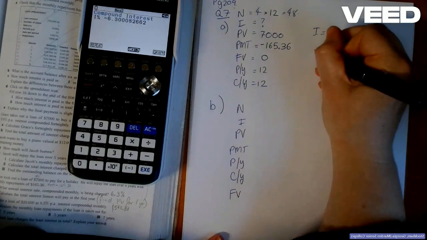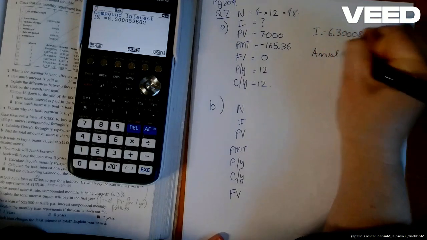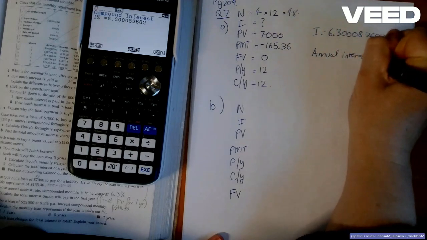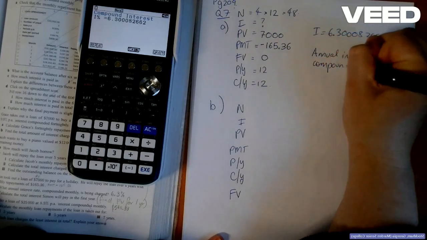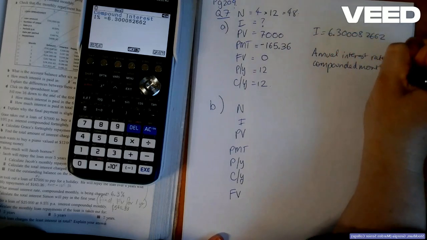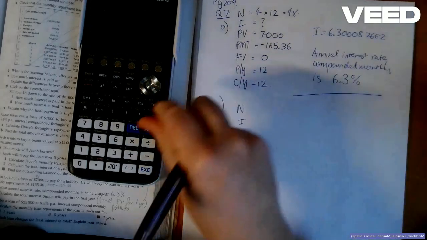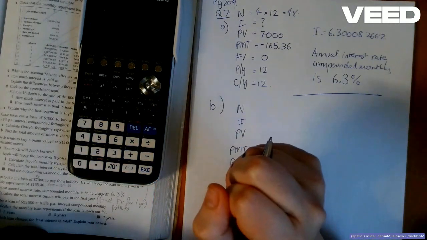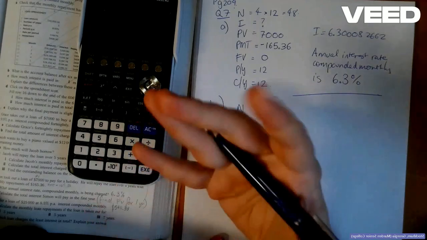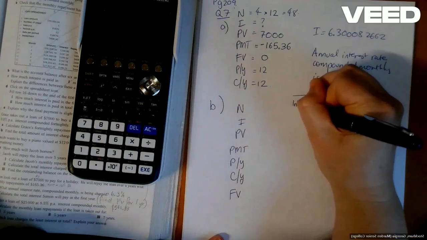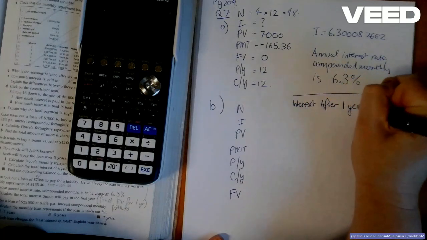And so we could legitimately say for A, which is asking us for the annual interest rate compounded monthly, it is 6.3%. Okay, that gives us A. All right, for B, they want to calculate the total interest Simon will pay after the first year. So we're wanting the interest after 1 year.